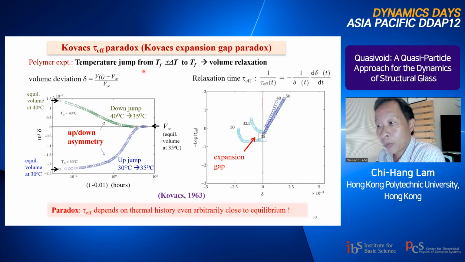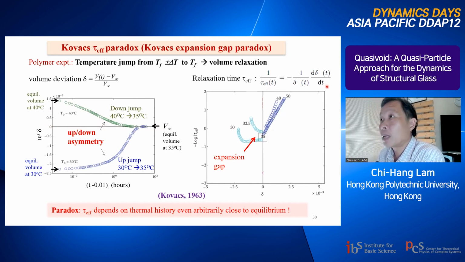Now, Kovacs produced two polymer samples at two different temperatures, and then performed a temperature jump to the same final temperature. And look at the relaxation of the volume compared with the final equilibrium volume at long time. So he plotted the fractional deviation from the equilibrium volume against time. And look at the relaxation curve. At long time, it would approach 0 when there was no deviation from the final volume. The down jump curve is very different from the up jump curve, with an asymmetry.